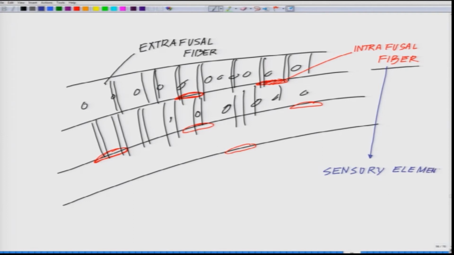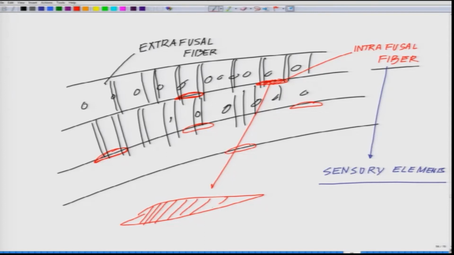There is another word which is used for these intrafusal fibers. Because of their shape, they have a shape like this. These are also multinucleated. These are also called muscle spindle.